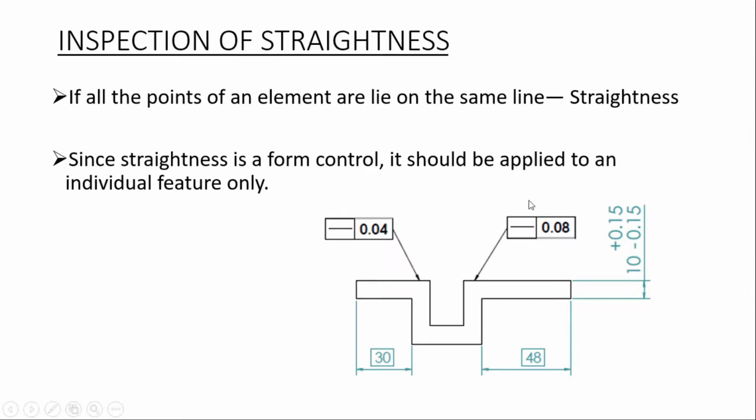As you can see here, in this part, we have two different straightness tolerance callouts. One is 0.04 mm and another is 0.08 mm. And straightness is a 2D control, so it is a view-based control. So you can see this line element should be within 0.04 mm and this line element should be within 0.08 mm with respect to the size dimension.